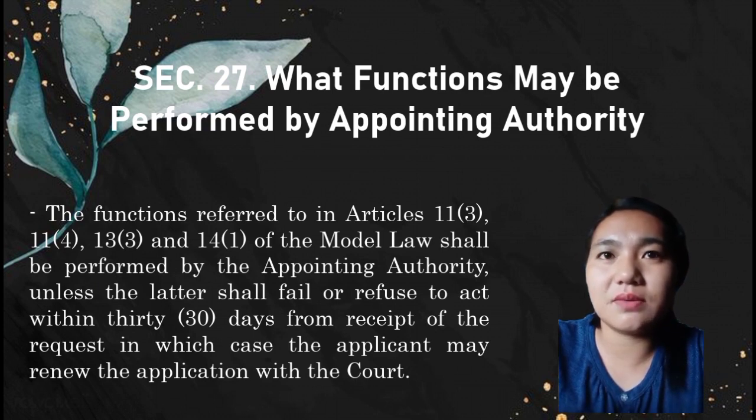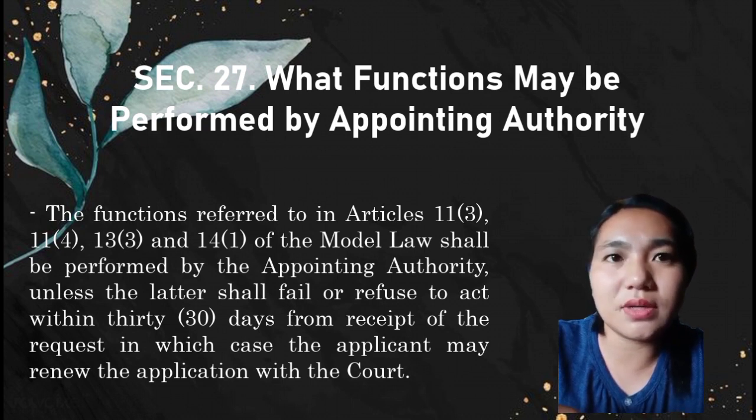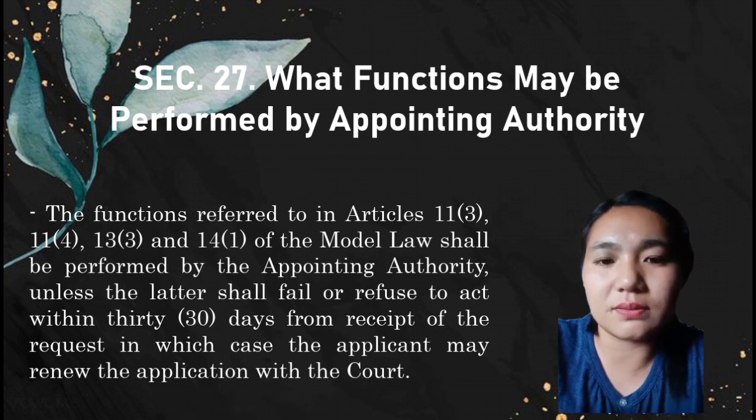Section 27, what function may be performed by appointing authority? The function referred to in Article 11.3, 11.4, and 14.1 of the Model Law shall be performed by the appointing authority unless the latter shall fail or refuse to act within 30 days. Then the applicant may renew the application with the court.